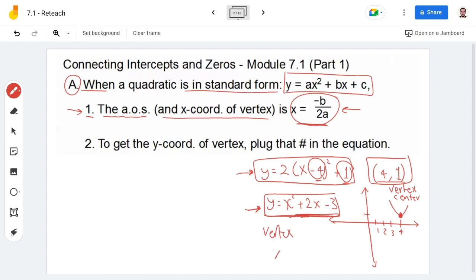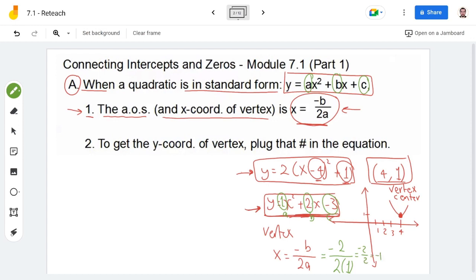What's the formula? x equals negative b over 2a. Do you remember what a and b are? This one is a, this one is b, and this one is c. So a is 1, and here is b. Now if I substitute them, it will be negative 2 over 2 times 1. So my answer is negative 2 over 2, which equals negative 1.